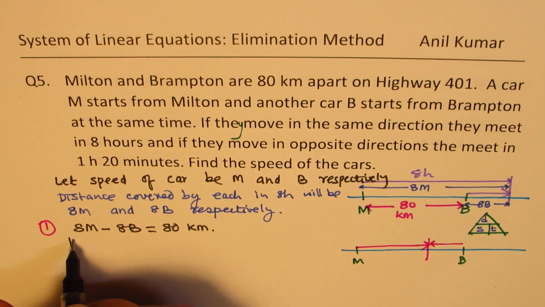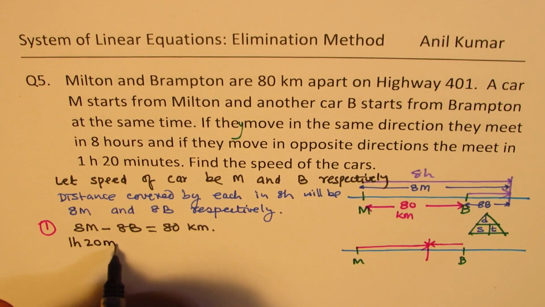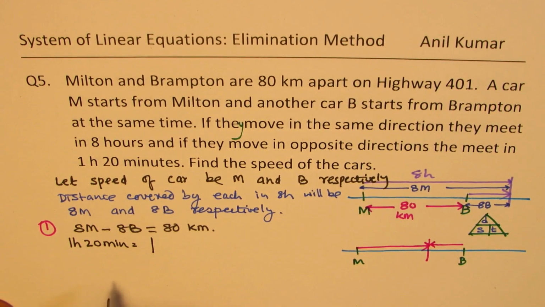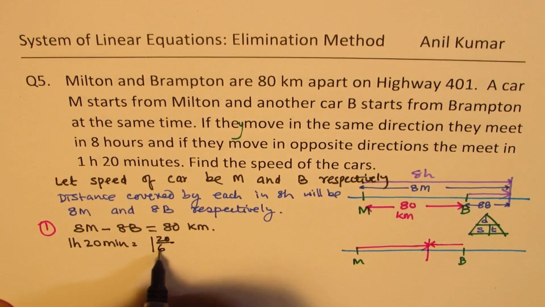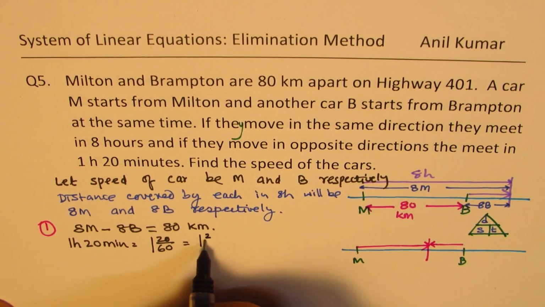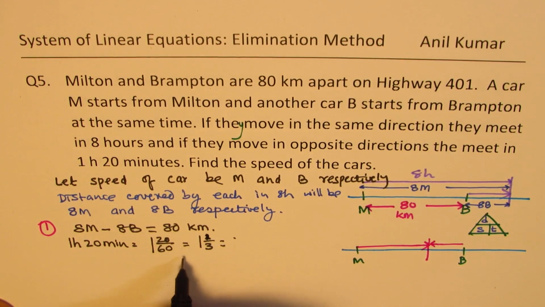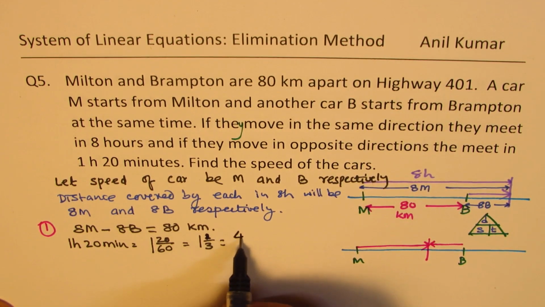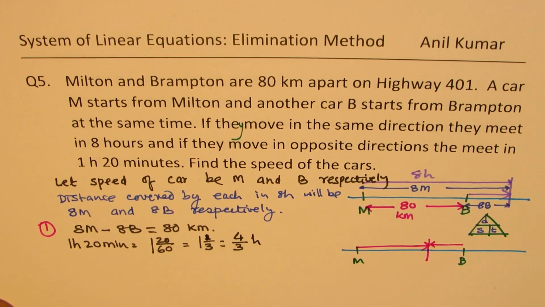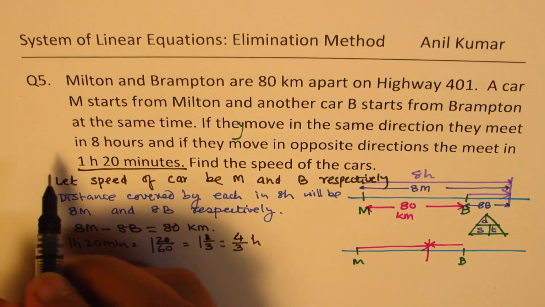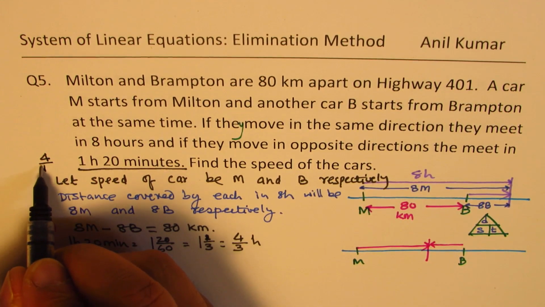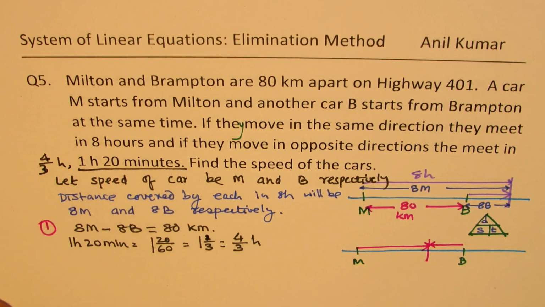So, 1 hour 20 minutes is what? Means 1 hour and 20 over 60, right? Which is 1 hour and 2 over 3, or you can write this as 1 and 1 over 3. So that can be simplified and written as 4 over 3 hours. Is that clear? So now the time is 4 over 3 hours. So 1 hour 20 minutes is basically 4 over 3 hours, right?